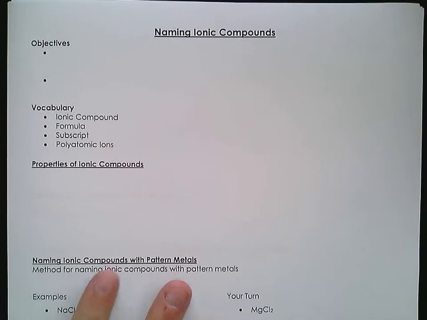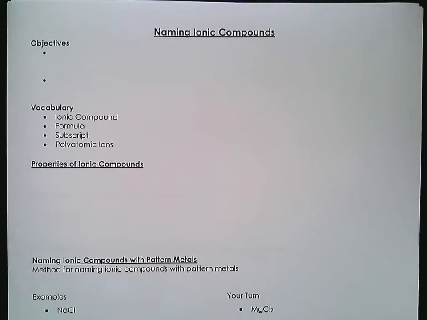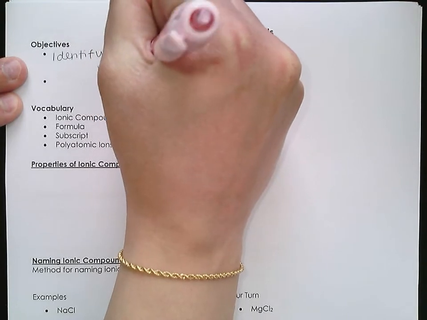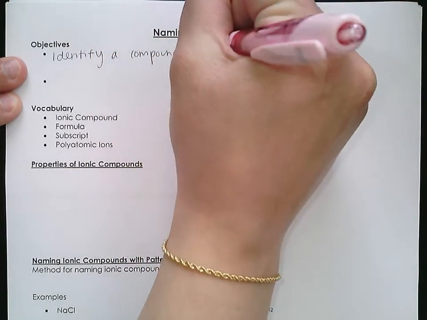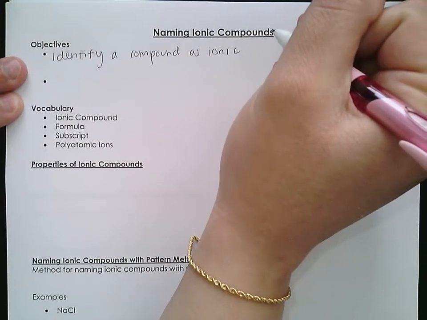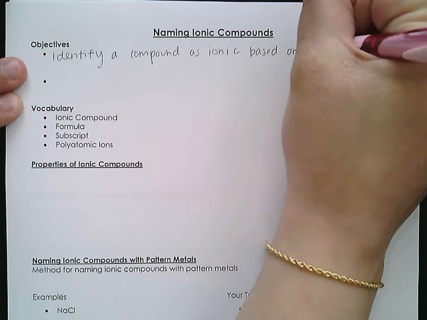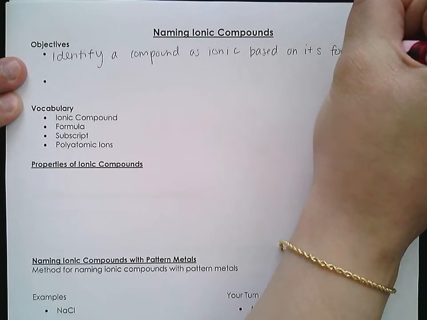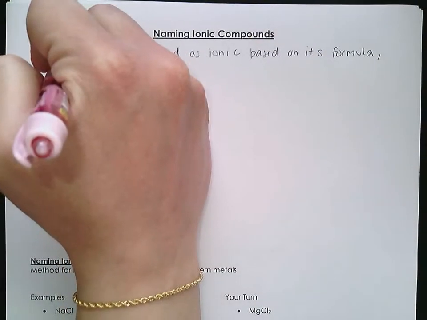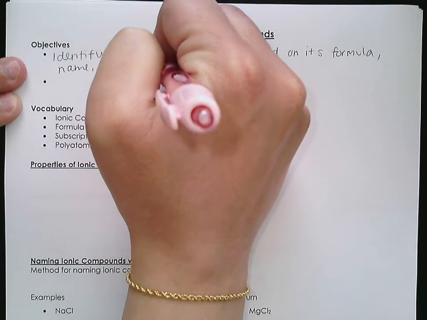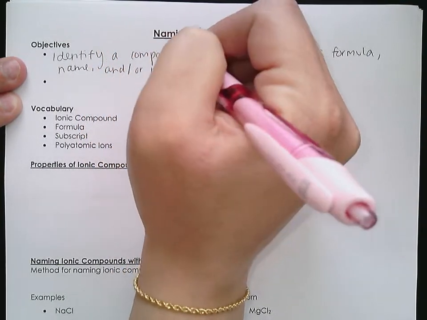Okay, we are now going to talk about naming ionic compounds. For this section, there are two main objectives. The first one is being able to identify an ionic compound. We're trying to identify a compound as ionic based on its formula, its name, and/or its properties. We're going to talk about what those are in just a second.